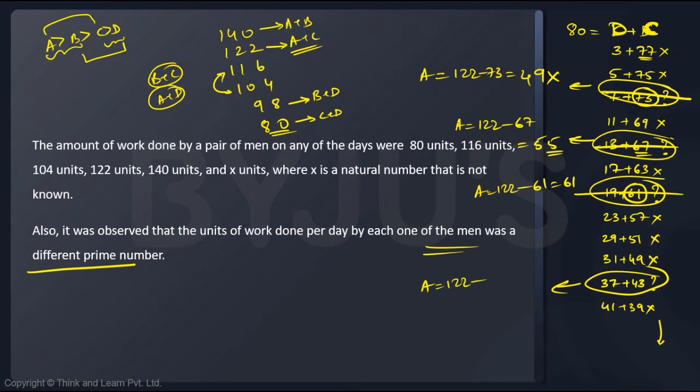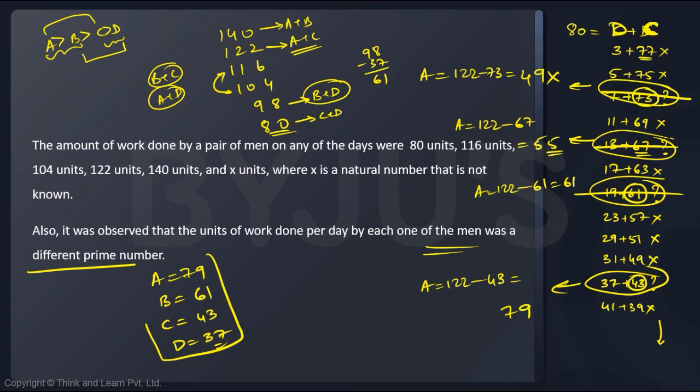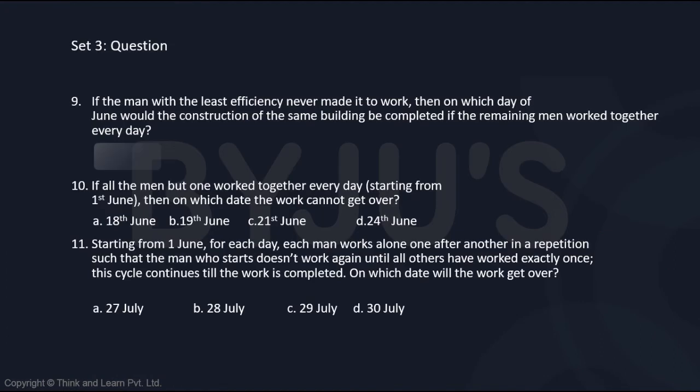So A will be equal to 122 minus C. C is 43, so we get your A value as 79. B we will find out. C is 43, and D is 37. So we have B plus D equal to 98. D is already 37, so 98 minus 37 will be 61. So your B will be 61. These are the 4 values: 79, 61, 43, and 37. Let me write this down. A is equal to 79, B is equal to 61, C is equal to 43, and D is equal to 37.